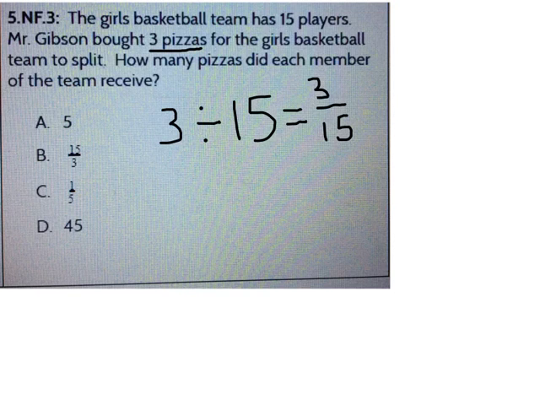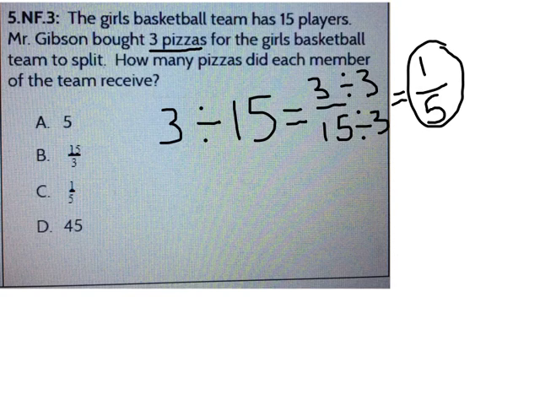My answer isn't one of the choices. What should I do? I should simplify. What's a number that goes into 3 and 15? I can divide both by 3. What's 3 divided by 3? It's 1. What's 15 divided by 3? It's 5. The answer is 1/5.